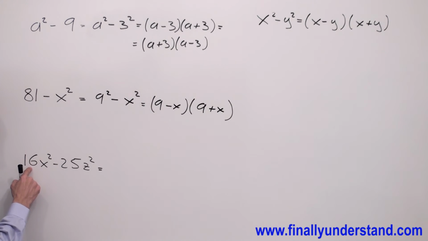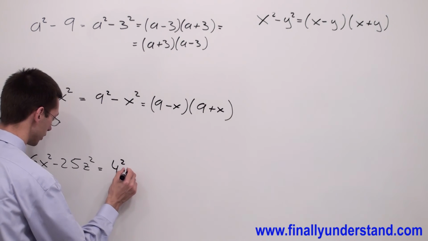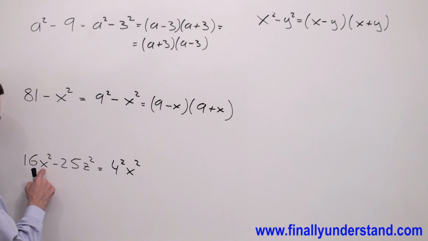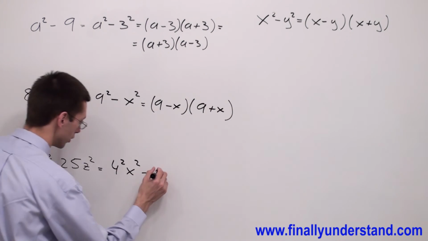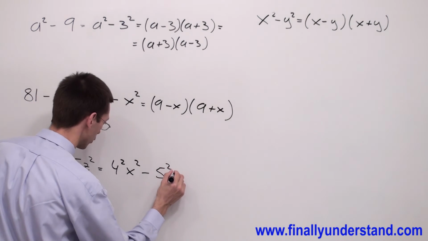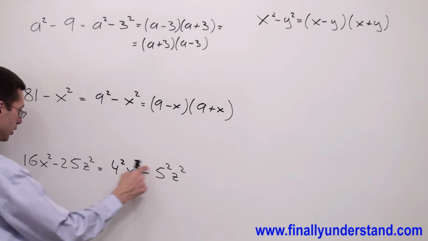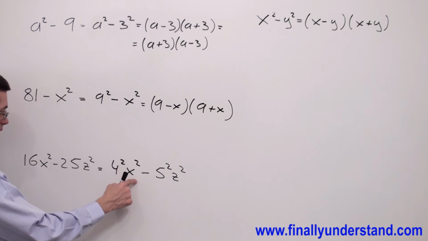Please realize that 4 raised to the second power is going to give me 16. So that's why I'm going to write 4 to the second power, x to the second power. 4 to the second power is equal to 16, and just x squared, minus 5 squared z squared. 5 to the second power is equal to 25. So this expression is equal to this one.